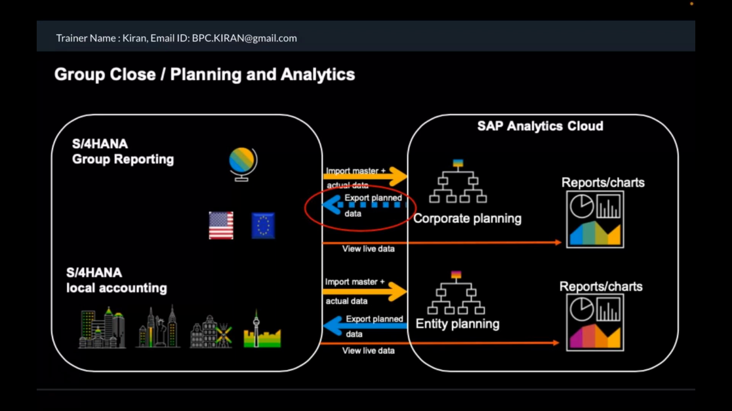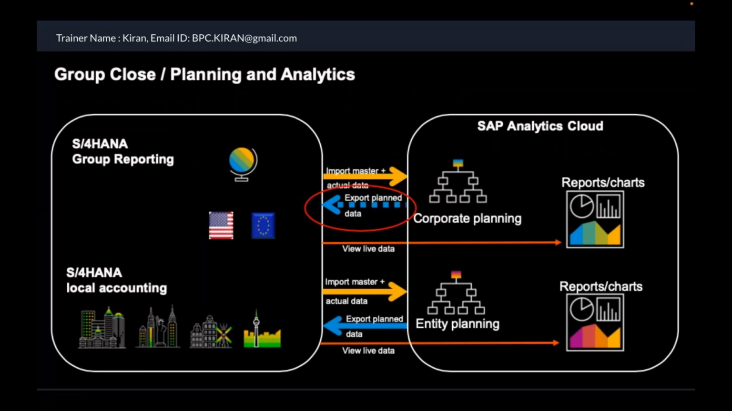So planning is divided in SAC. Now they have come up with two types of planning, right? Entity planning and corporate planning. Entity planning happens based on your universal journal data. When I say entity planning, it includes company code wise P&L statement, balance sheet, cash flow, and so on.